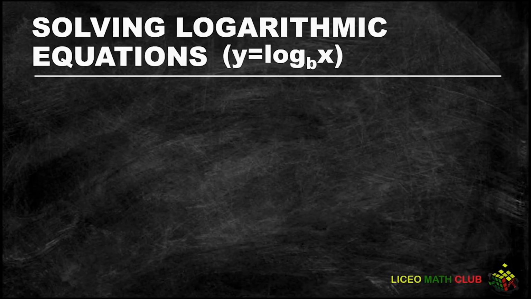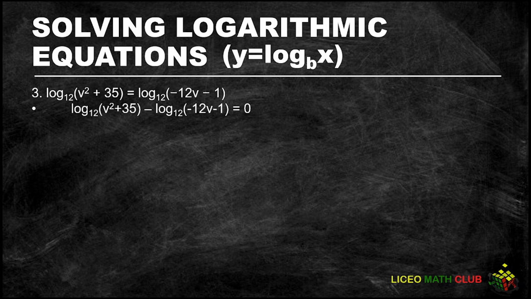For the last question, solve for the value of v in the equation log base 12 of quantity v squared plus 35 is equal to log base 12 of quantity negative 12v minus 1. Transposing the right-hand side into the left-hand side, we have log base 12 of quantity v squared plus 35 minus log base 12 of quantity negative 12v minus 1 is equal to 0.